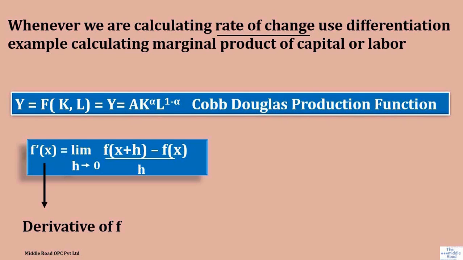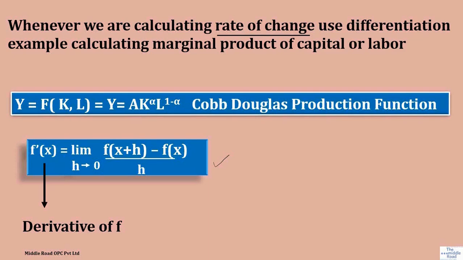When we are going to be calculating a rate of change, when we are going to be deriving marginal product of labor or capital, you need to understand what the rate of change is. Whenever you're using a rate of change of any function, you're using differentiation. This is the differentiation function. Here you have a function with a change in h, which is actually a small change. We are taking a limit which tends to 0. We'll come to this at a later date.